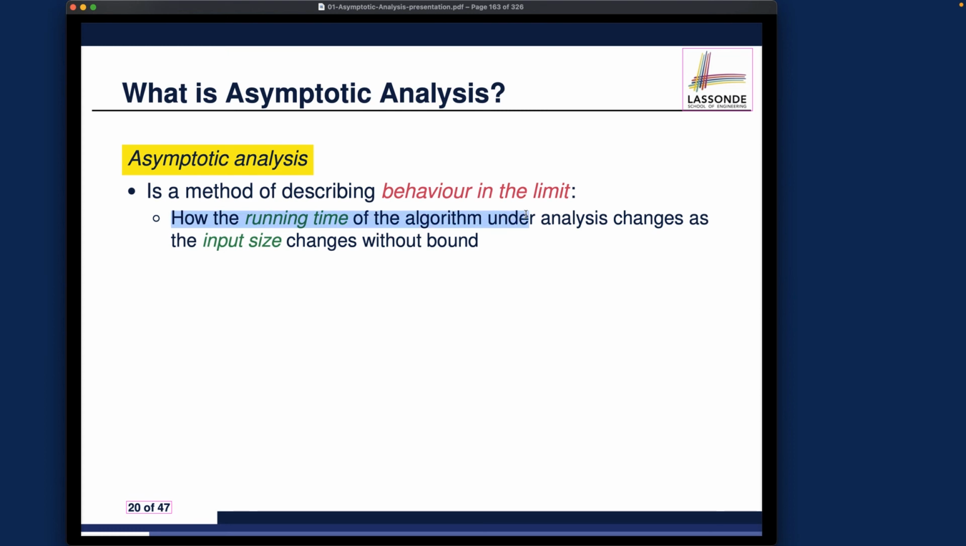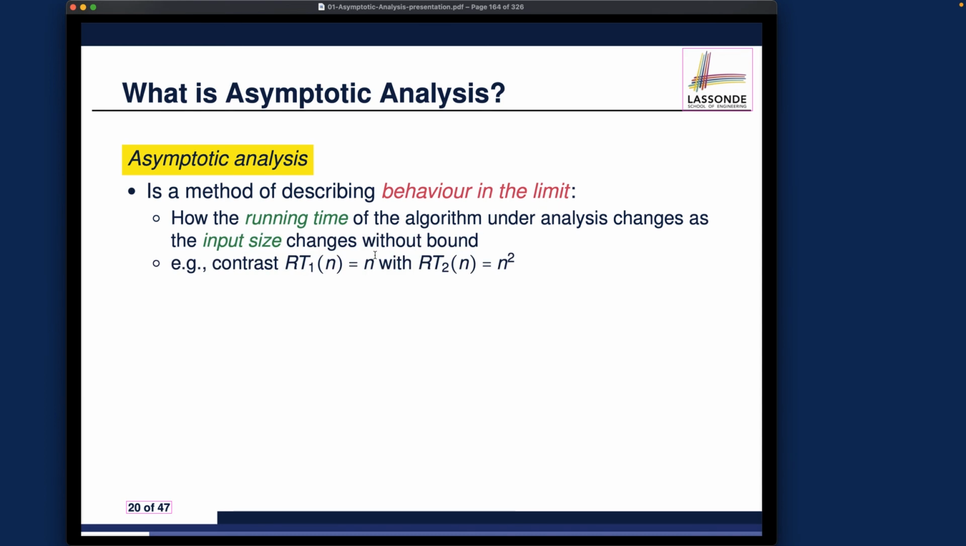Exactly what I just said. We want to see how the running time of the algorithm under analysis is going to change as the input sizes change without any bound. Theoretically, of course. Physically, if you only run experiments, there's got to be some limits on the input size. But if we do theoretical analysis, we are bounded by nothing.